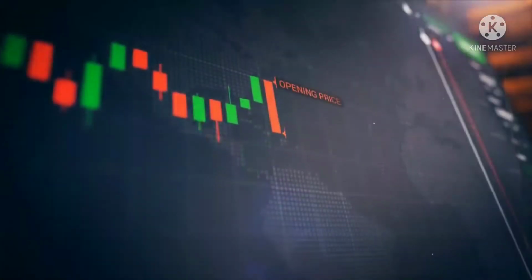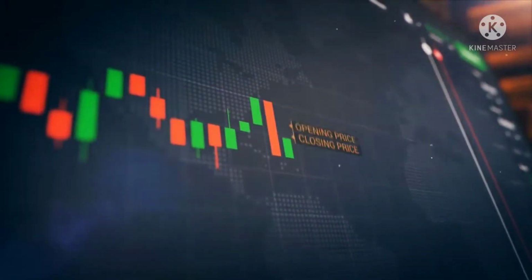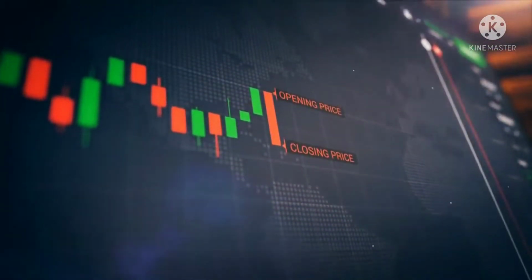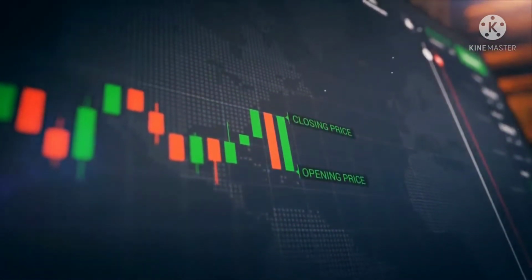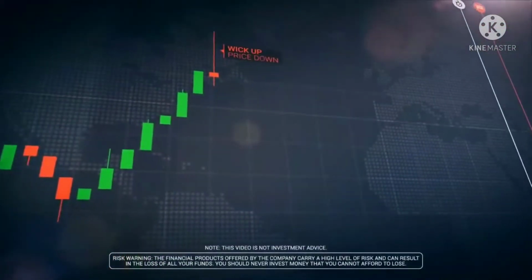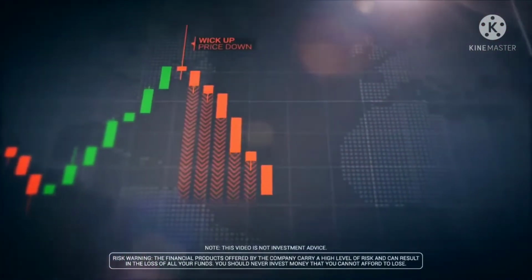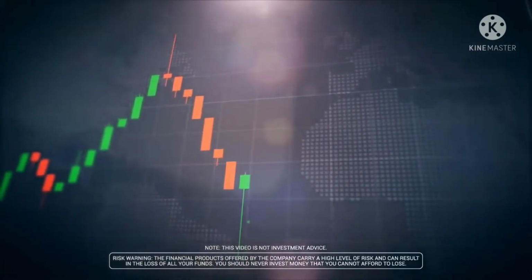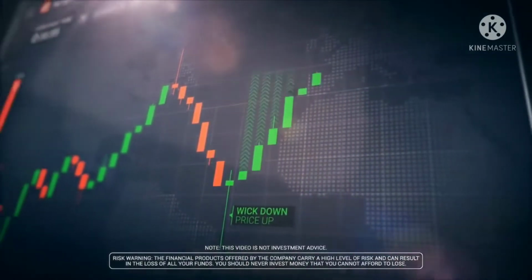The body, which represents the open to close range. The wick, or shadow, that indicates the intraday high and low. The color, which reveals the direction of market movement. A green, or white, body indicates a price increase, while a red, or black, body shows a price decrease.